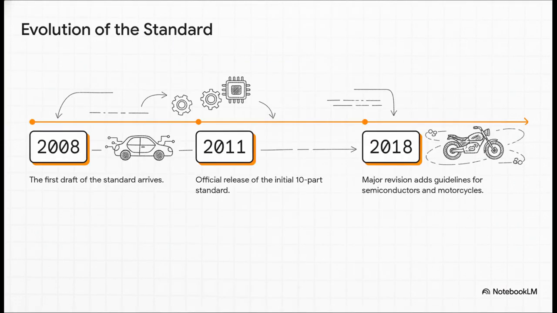Now, what's really interesting is that this isn't some dusty old rulebook sitting on a shelf. It's constantly evolving. It officially came out in 2011, but by 2018, they'd already done a major update to include things like semiconductors. You know, the tiny chips that are basically the brains of our cars, and they even brought motorcycles into the mix. So it's always playing catch-up with technology, which it has to.